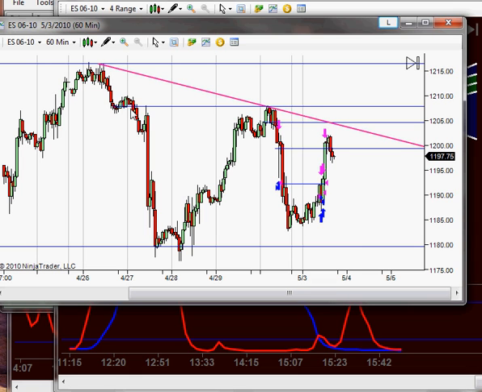But this resistance level is key. It's also created a trend line, and one thing for sure is that this is moving right into that, and this is becoming a resistance level as well. So we could see the market come down.